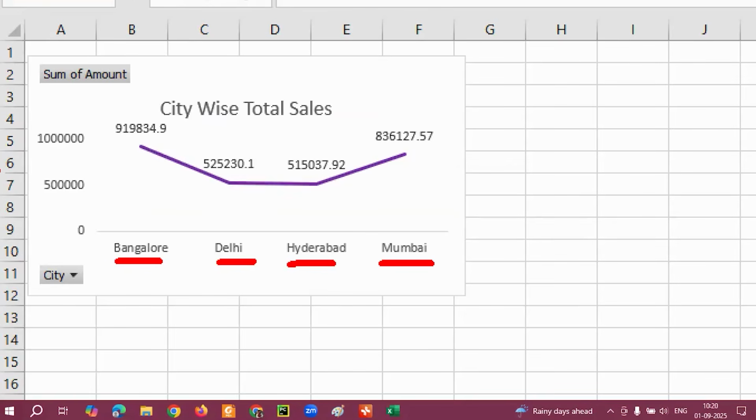Sir, Bangalore. Observe, Bangalore business is around 9 lakhs 19,834. This is the Bangalore business. Second highest, 8 lakhs 36, is in Mumbai. Third place goes to Delhi, and fourth place is Hyderabad. So we prepared a graph. From this graph, we need to give some information to the management. Sir, our business is good in this area, our business is low in this area. We have to provide information like this. So this is technically called an insight.